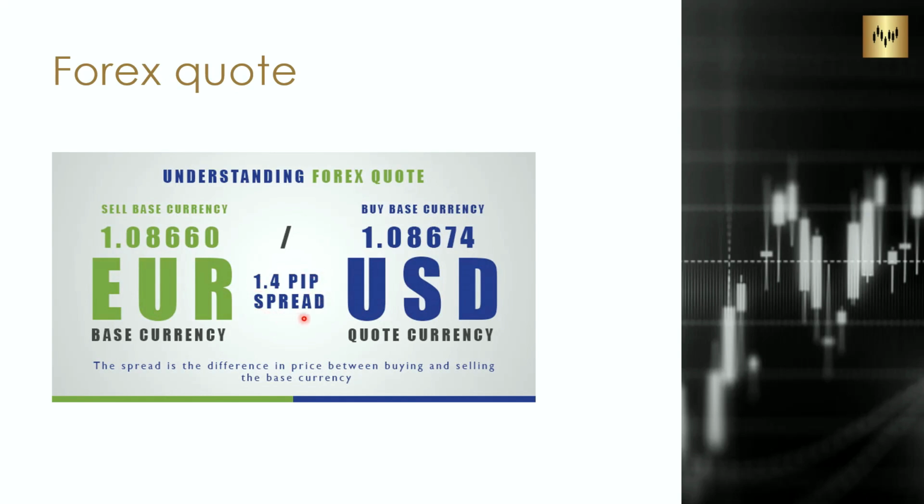Now, we're not going to go into too much detail about the spread and the pip value itself. All I need you guys to understand at this moment is there are two prices, a sell price and a buy price. The difference between these two is what we call a spread, and that is what the broker charges us. That's the fee that we are charged. That's how the broker makes their money.